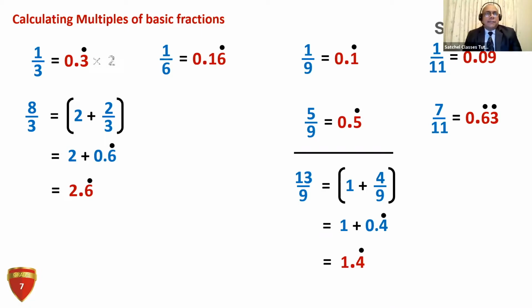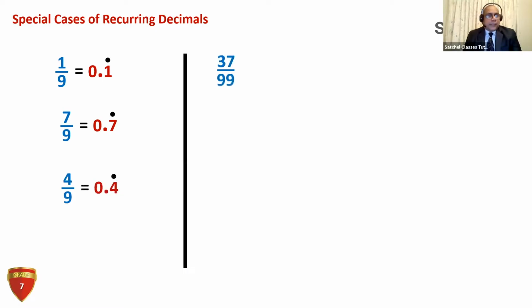Now, here are some special cases of recurring decimals. If we have a single digit number divided by 9, then that digit will always recur. For example, 7 over 9. Because I know 7 over 9 is the 7th multiple of 1 over 9, it will have the digit 7 recurring. So 0.7777 and so on, 7 recurring. Likewise, 4 over 9 is the 4th multiple of 1 over 9, right? So it will have 0.4 recurring.